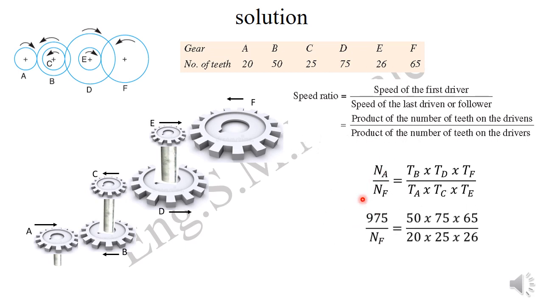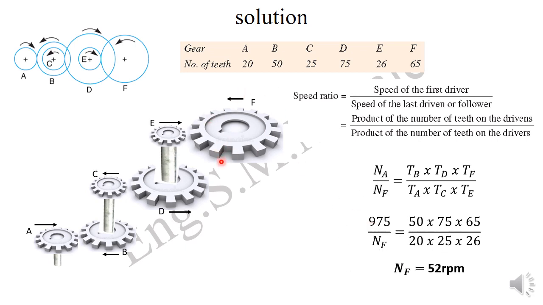So if you do your substitutions there, you're going to have that. Speed for A is 975 RPM. The teeth for B, D, and F, they are those. You're just getting them from there. And then the teeth for A, C, and E, they are these, which are just coming from here. And you make NF the subject there, which is the speed for gear F. You're going to have 52 revolutions per minute. So gear F will rotate at a speed of 52 revs per minute.